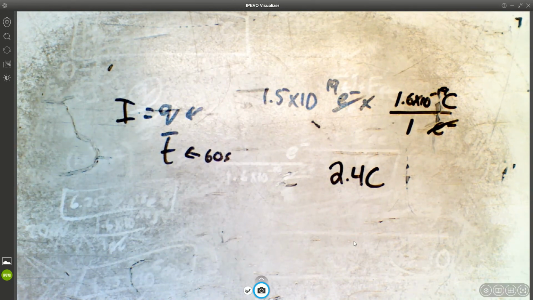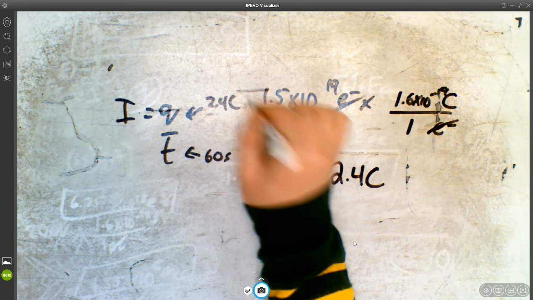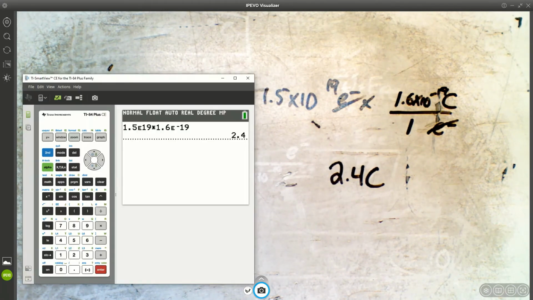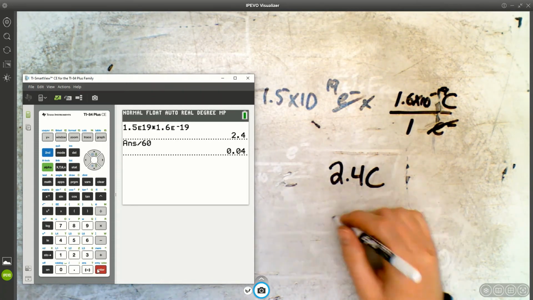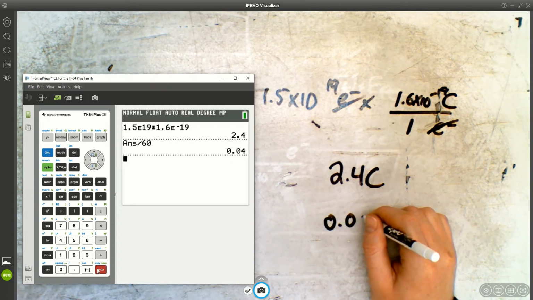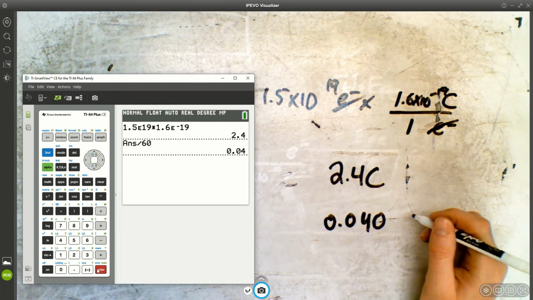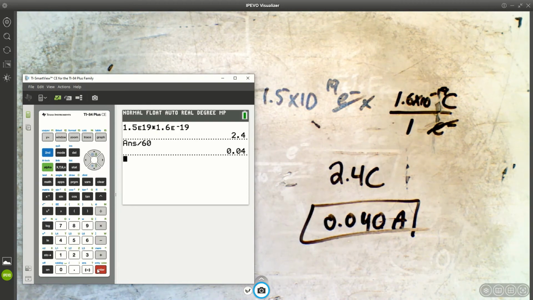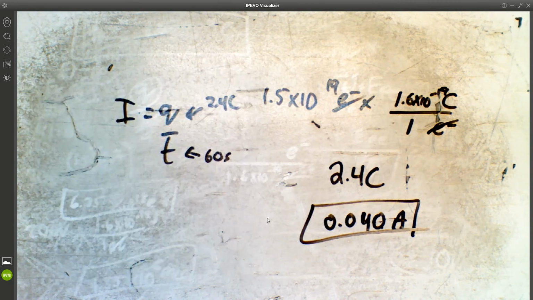Now I'm ready to finish this off. This is 2.4 coulombs divided by 60. So my current is 0.040. I have 2 sig digs in the question, so add that 0 there. Amps is my answer. Okay, hopefully that went okay.